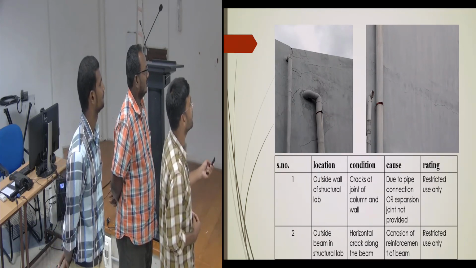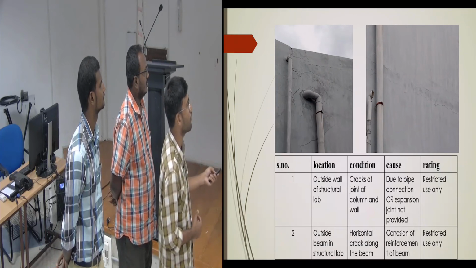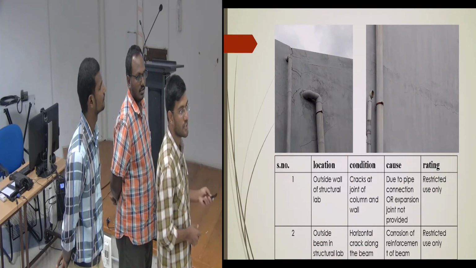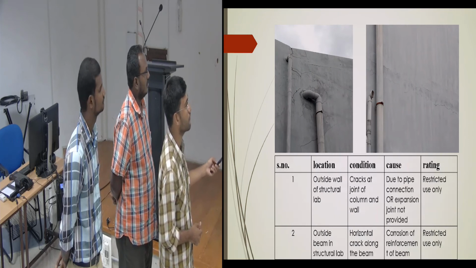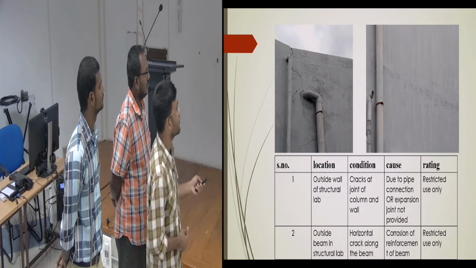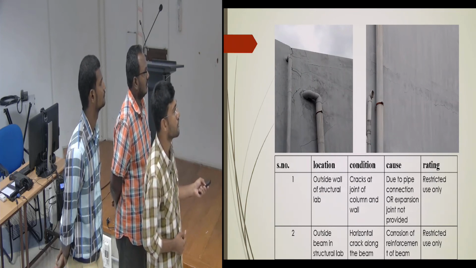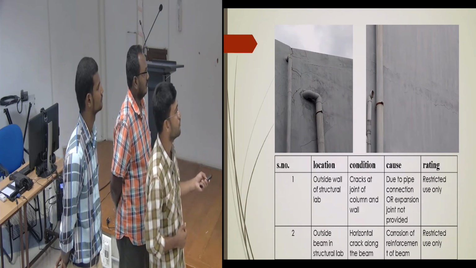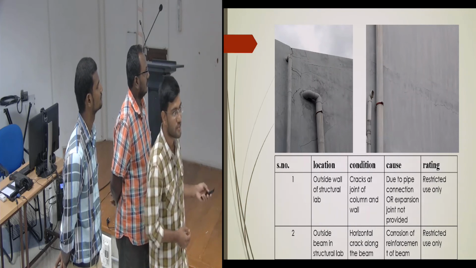Another one is this beam. That is the same structural lab, in between the wall, the outside wall. Is that a cold joint between the two? Yes, there is a joint. This is a beam, second floor, first floor, like that, and there is a horizontal crack all along the beam. This may be due to corrosion of reinforcement. It is also bulging somewhat, so I think this is due to corrosion of reinforcement, and so the same, restricted.